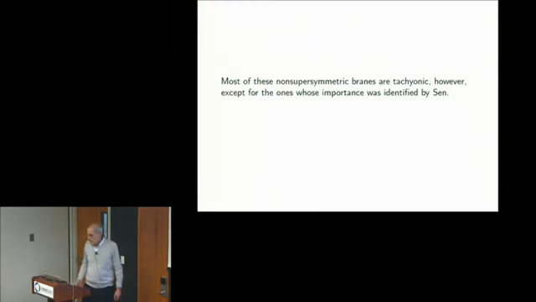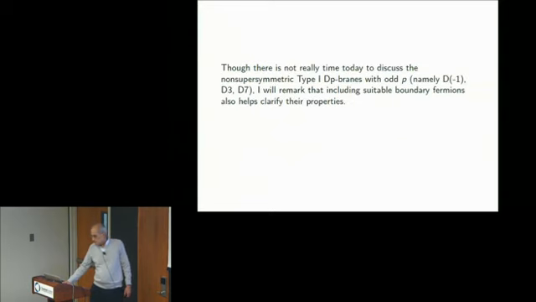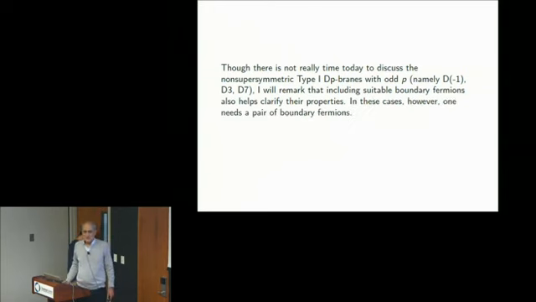Most of these non-supersymmetric branes are tachyonic, except for the ones whose importance was identified by Sen. But sometimes, even when they're tachyonic, if you make an orbifold of the directions perpendicular to the brane, you can remove the tachyon. So there are some non-tachyonic constructions that go beyond what Sen actually described. There isn't really time today to discuss the non-supersymmetric type 1 D-branes with odd p, which are D-1, D3, and D7. I'll just remark that including a pair of boundary fermions helps clarify their properties. Thank you.